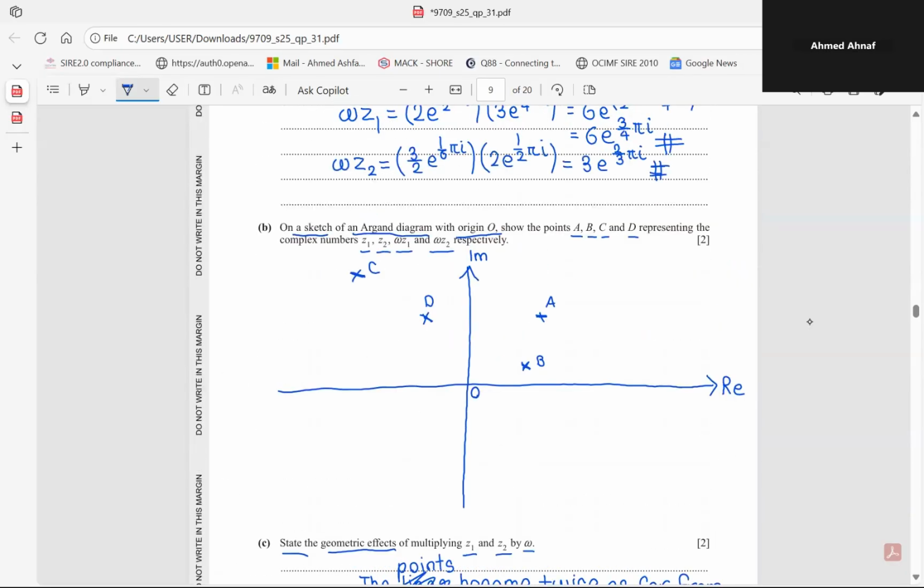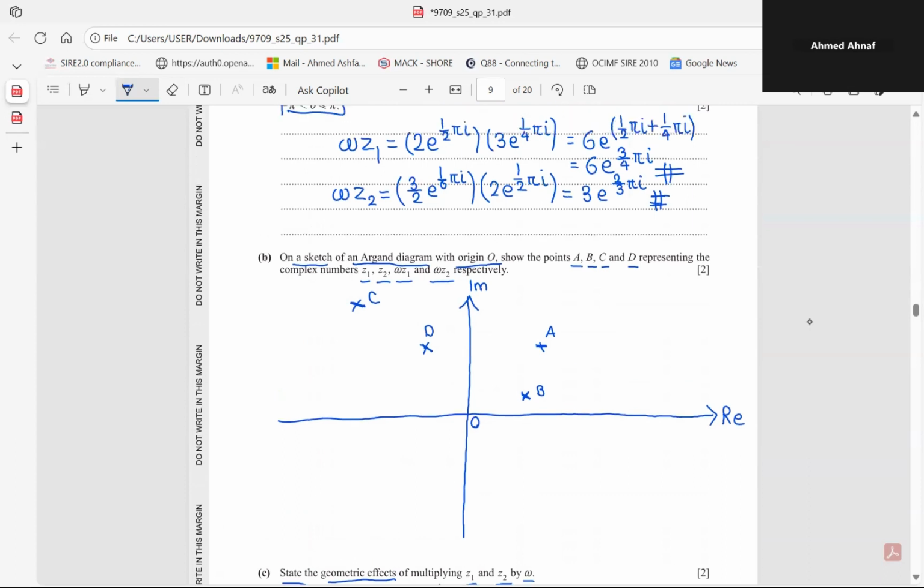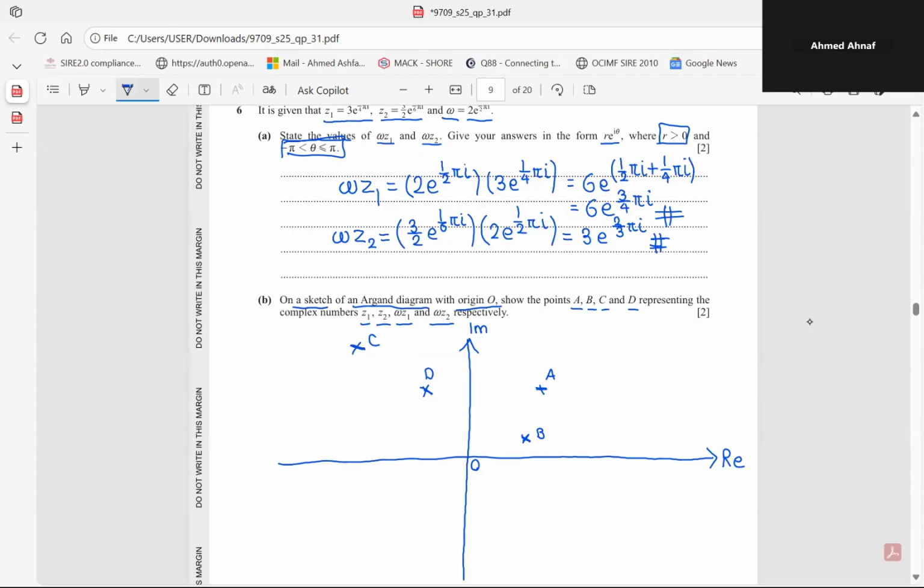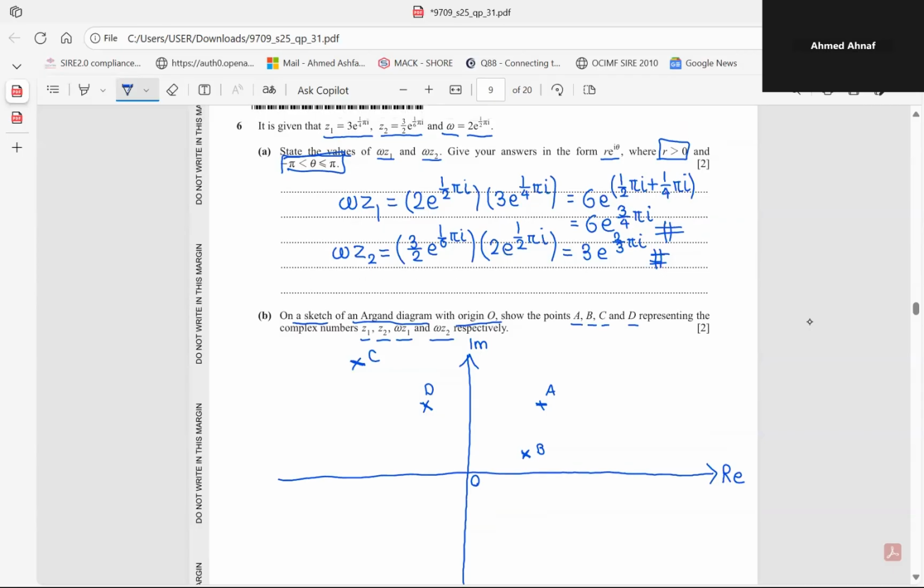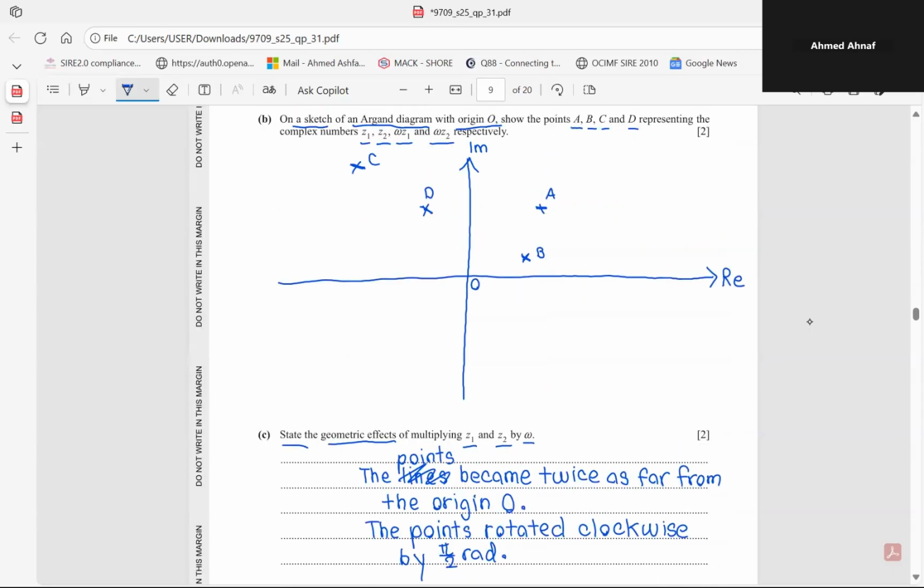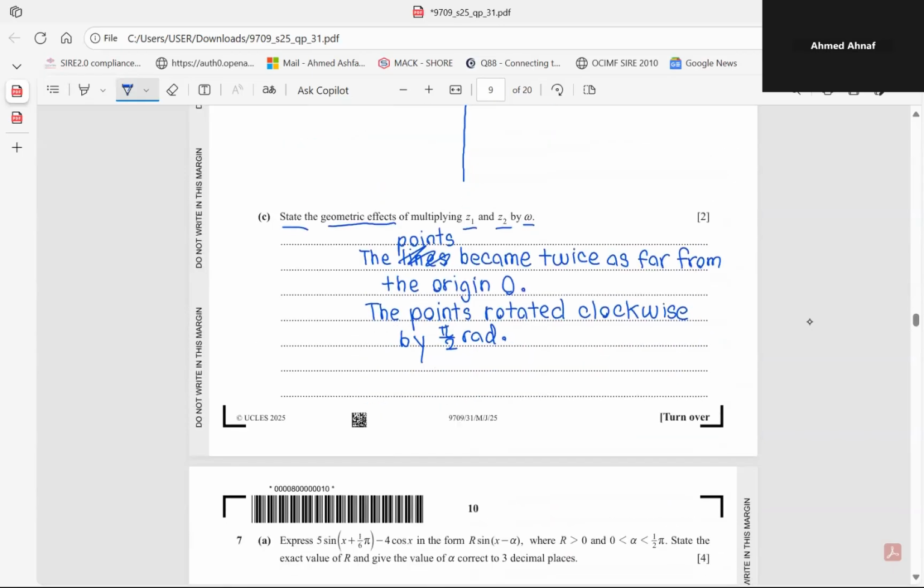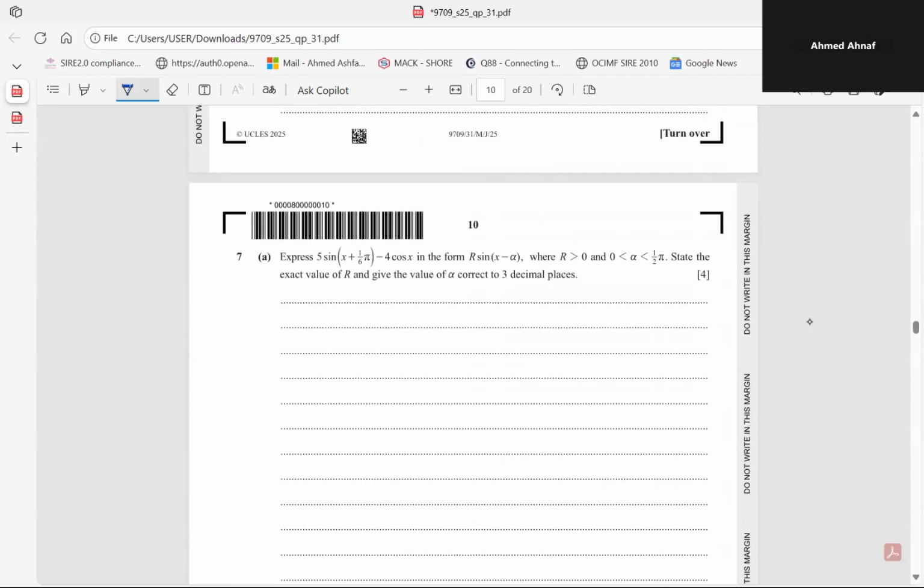So wait, let me check again. Pi over 2. Yep, which is 45 degrees. Pi over 2 is 90 degrees. Yeah, all of them. Okay, so these two are our final answers. Let's head on to the next question.